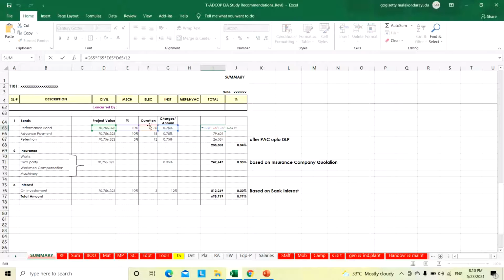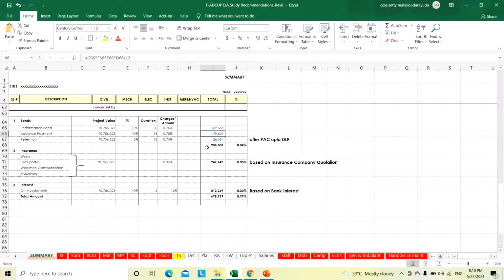So what will be the amount? 0.75% per annum, divided by 12 for months, multiplied by the total duration in months and by the percentage of the amount, that is the project contract value. So 132,668 AED is the amount we need. Similarly, for the advance payment bond, total contract value 10%, for the project duration only, not for the DLP period. Bank charges are the same, 0.75% per annum. Retention money is 5%, only for 12 months after PAC up to DLP, meaning until getting the final acceptance certificate. That is coming to 26,000.